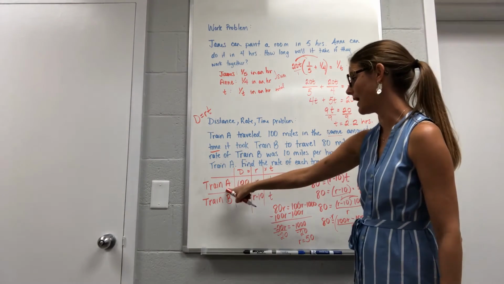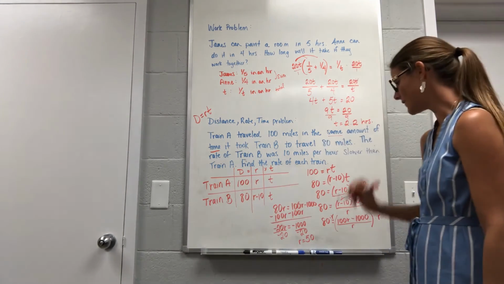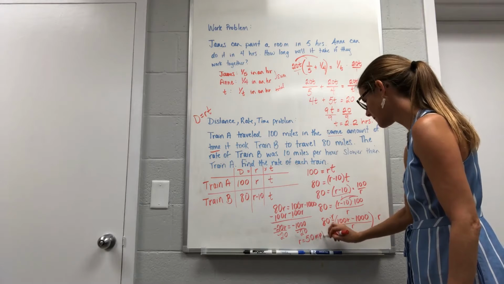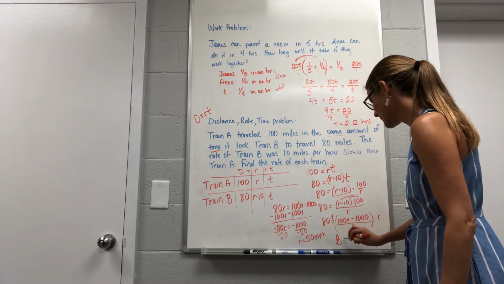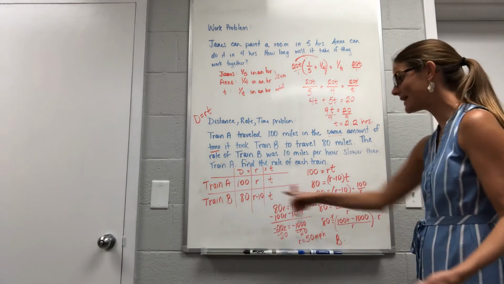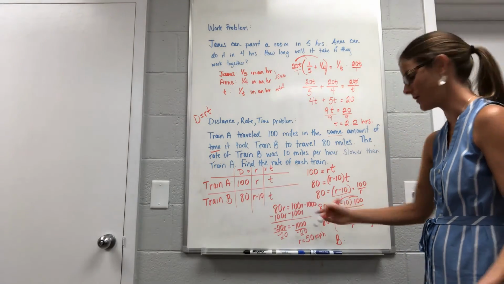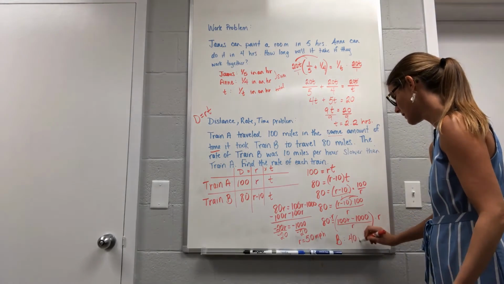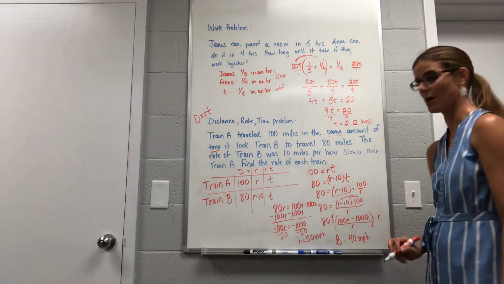R was the rate for train A. So train A was going 50 miles per hour, and train B was going 10 miles per hour less than that, or slower than that, so that is 40 miles per hour. So that is the answer to our question.